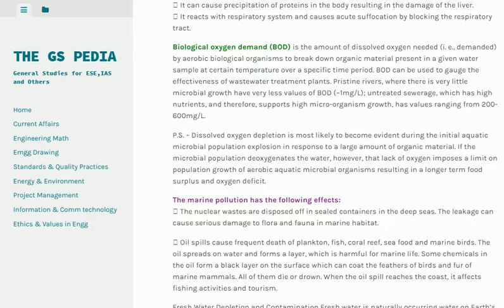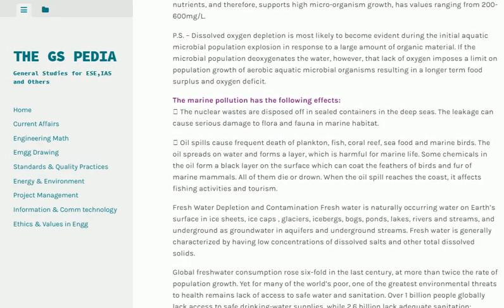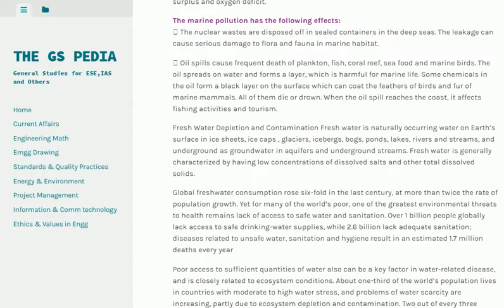The marine pollution has the following effects. The nuclear wastes are disposed of in sealed containers in the deep seas.